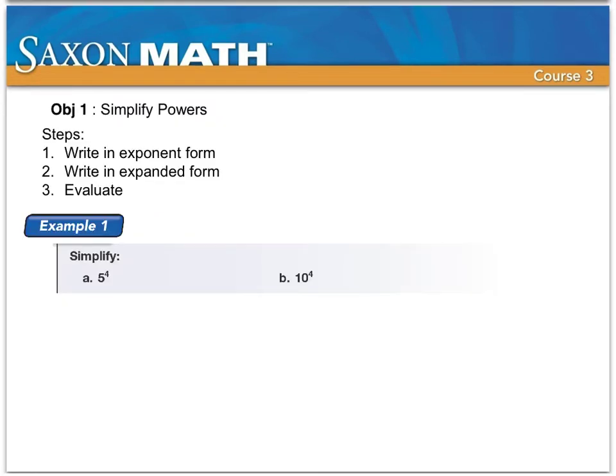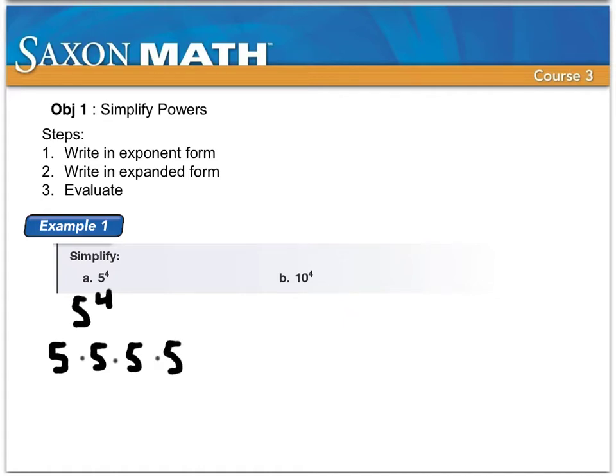Objective 1 is to simplify powers. In our steps, first we're going to write it in exponent form, so we're going to rewrite the problem. Then we're going to write it in expanded form, and then we're going to evaluate it or simplify it. So example 1, 5 to the 4th power. First thing I want you to do is rewrite the problem. So it's 5 to the 4th power. Now we write that in expanded form. So again, my base tells me what number to multiply together. My exponent tells me how many times. So 5 to the 4th power means 5 times itself 4 times.